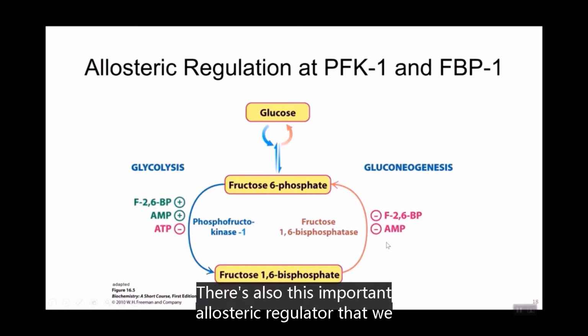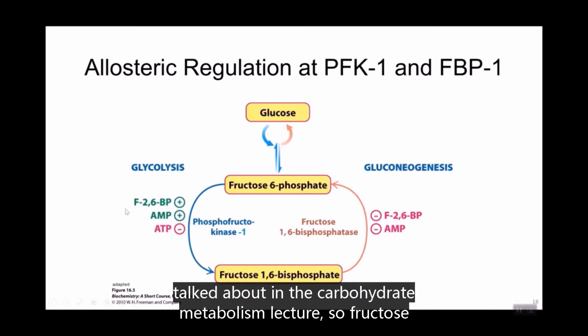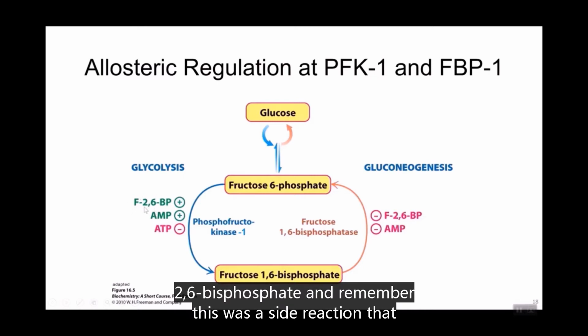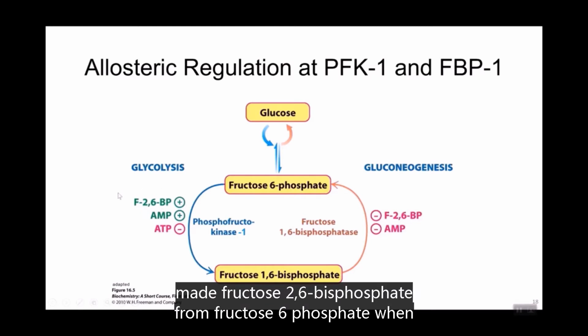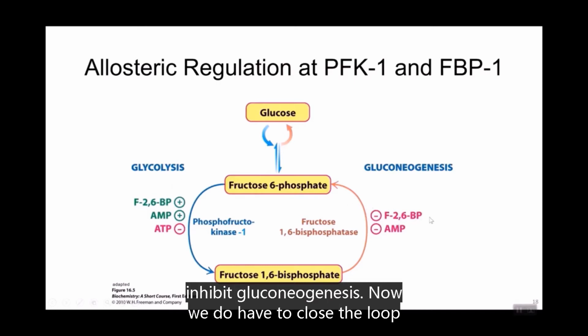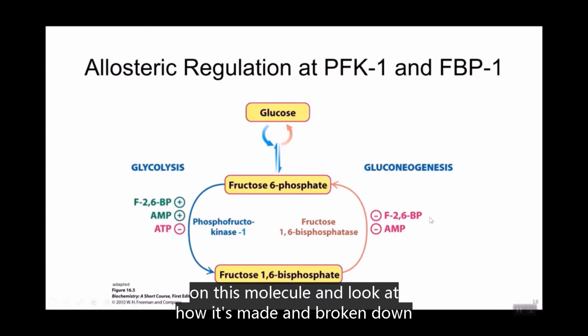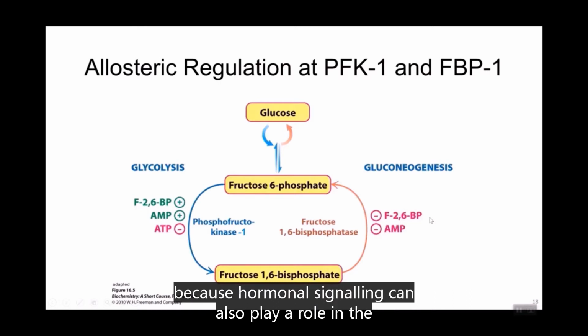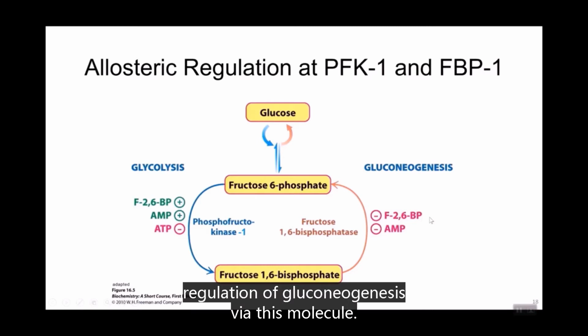There's also this important allosteric regulator that we talked about in the carbohydrate metabolism lecture, so fructose 2,6-bisphosphate. And remember, this was a side reaction that made fructose 2,6-bisphosphate from fructose 6-phosphate when the substrate for PFK1 started to build up. And it can also inhibit gluconeogenesis. Now, we do have to close the loop on this molecule and look at how it's made and broken down, because hormonal signaling can also play a role in the regulation of gluconeogenesis via this molecule.